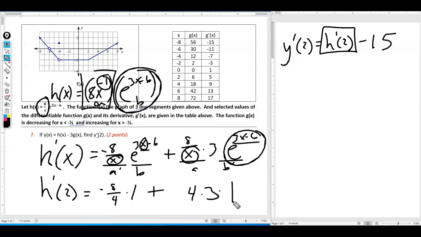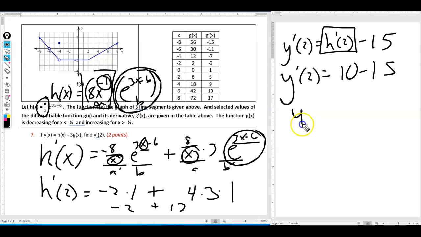To save space, I'm just going to go ahead and erase this now. Negative 8 divided by 4 is negative 2. And so we end up with negative 2 plus 12, which is 10. So there's my answer for h prime of 2. That was a lot of work. 10 minus 15, which means that y prime of 2 is negative 5.